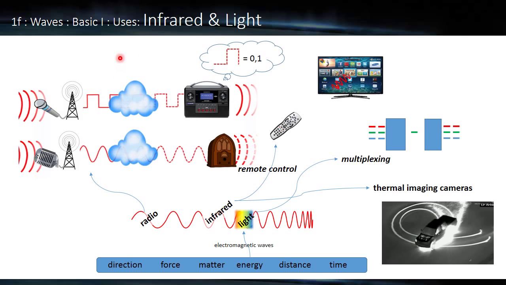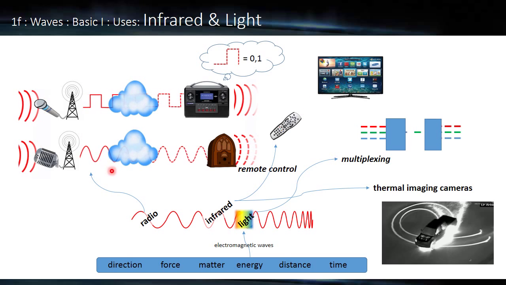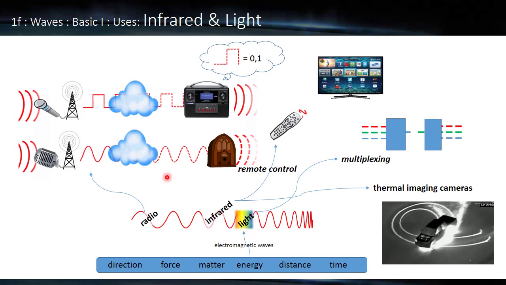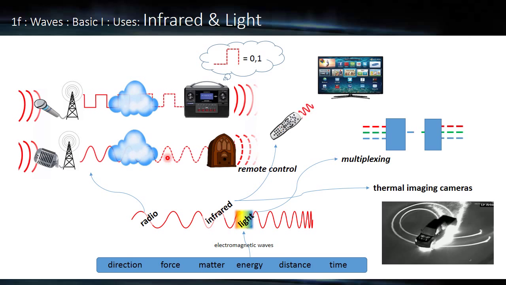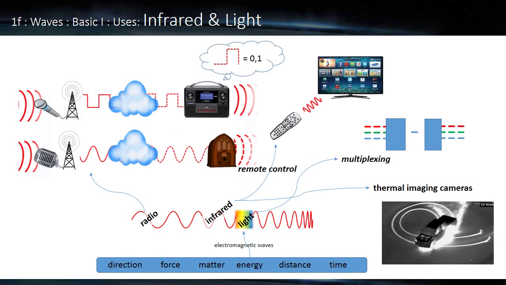So there we have it, infrared light, and probably the hardest thing here is the analog and digital idea. So have a good look at this image and make sure you know what the differences are.